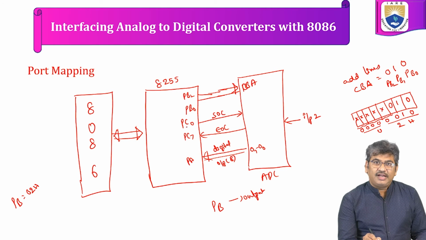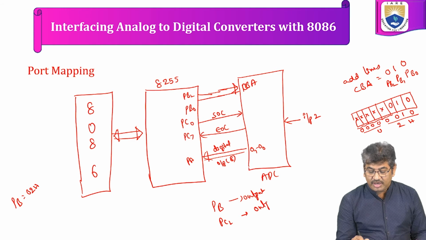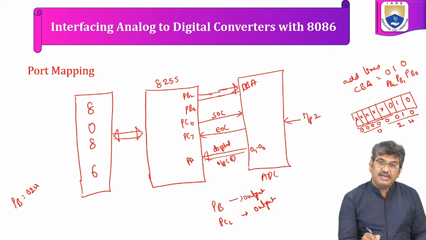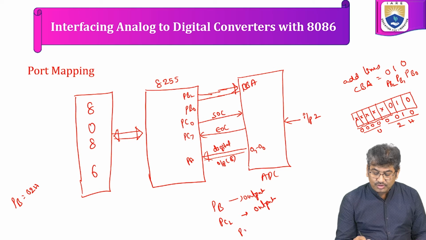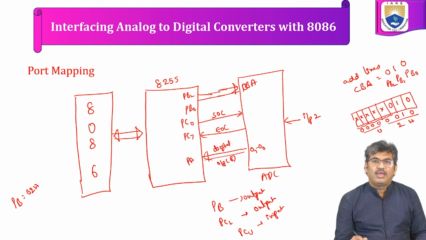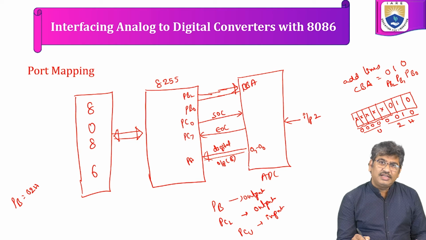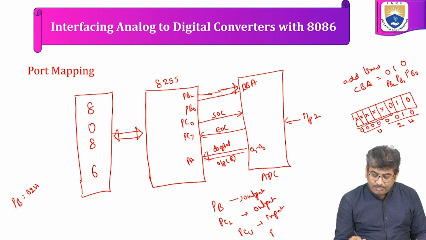The SOC signal is connected to port C0. So port C0 means port C lower. This also we have to configure in output mode. For the EOC signal, we are getting the data into the port. So this PC7 comes under port C upper. So this we have to configure in input mode. Once the conversion is done, the digital data we are acquiring from the ADC, or we are reading the ADC output, through port A. So port A also we have to configure as an input port.